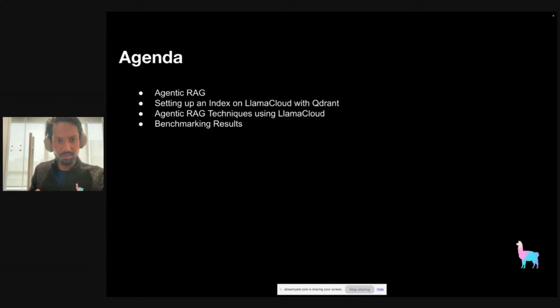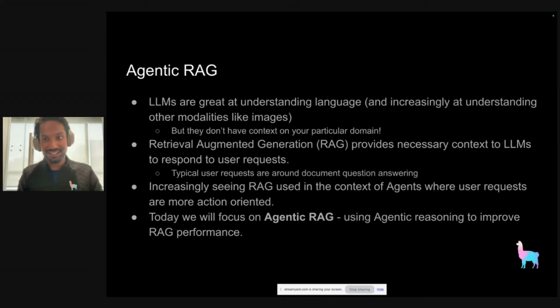Just a brief agenda about what I want to talk about with the group today. I'm going to be specifically focusing on a subset of agents that is related to RAG. It's called agentic RAG, which I'll talk a little bit more about in the next slide. And then we're going to be showing you how to set up a RAG index using Llama Cloud with Qdrant. And then we're going to be talking about some of the more advanced techniques you can build on top of that, like various agentic RAG techniques. Oh, and actually, sorry, we don't have the last part yet.